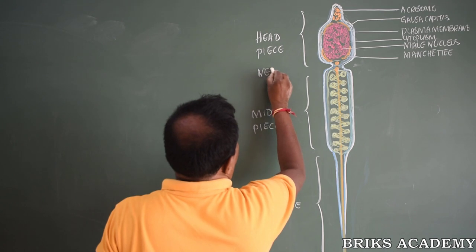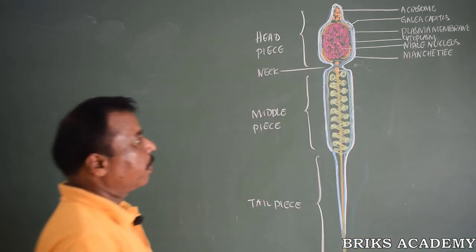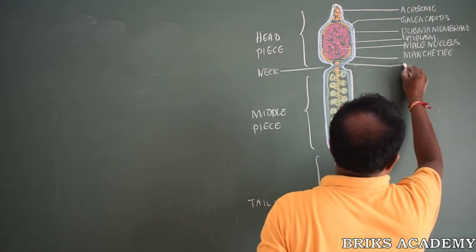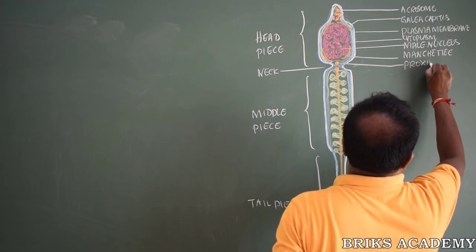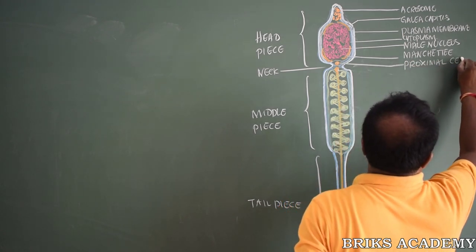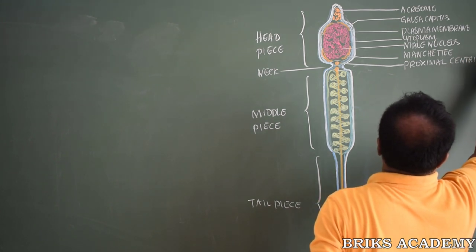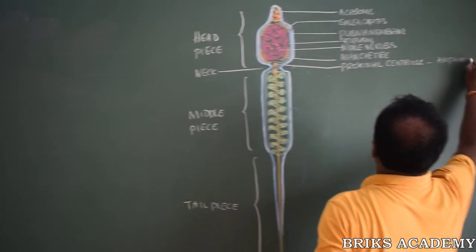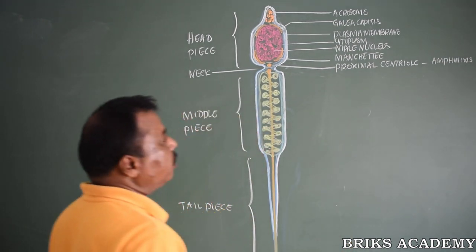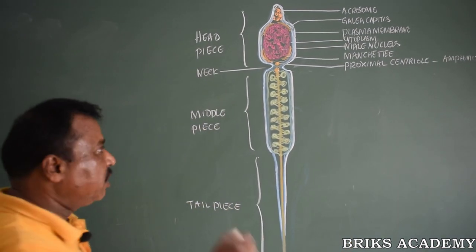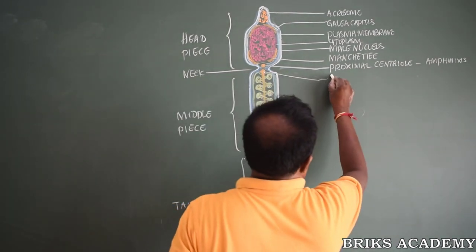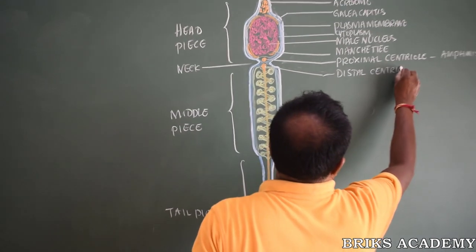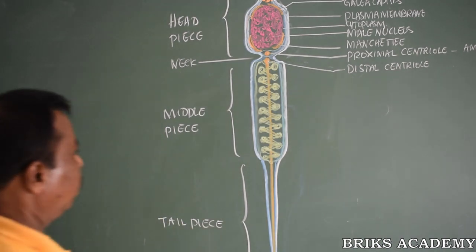The head piece is separated from the middle piece by a short constriction. This constriction is called the neck. Near the neck region, there are two centrioles. One is called the proximal centriole, and it plays a very important role in fertilization, that is in amphimixis, the mixing of the components of the sperm and ovum leading to fertilization. The other is called the distal centriole. The distal centriole helps in the formation of the tail piece of the sperm. This is about the neck region.